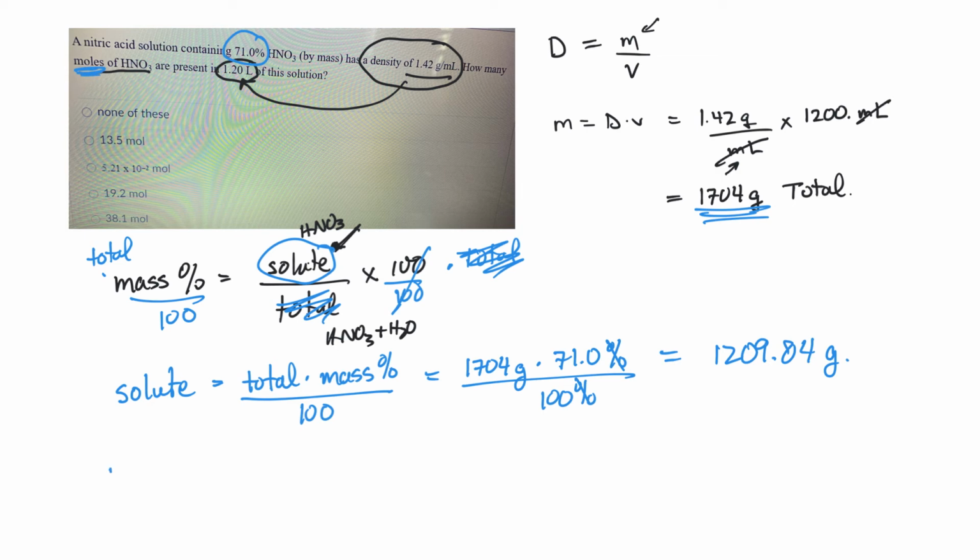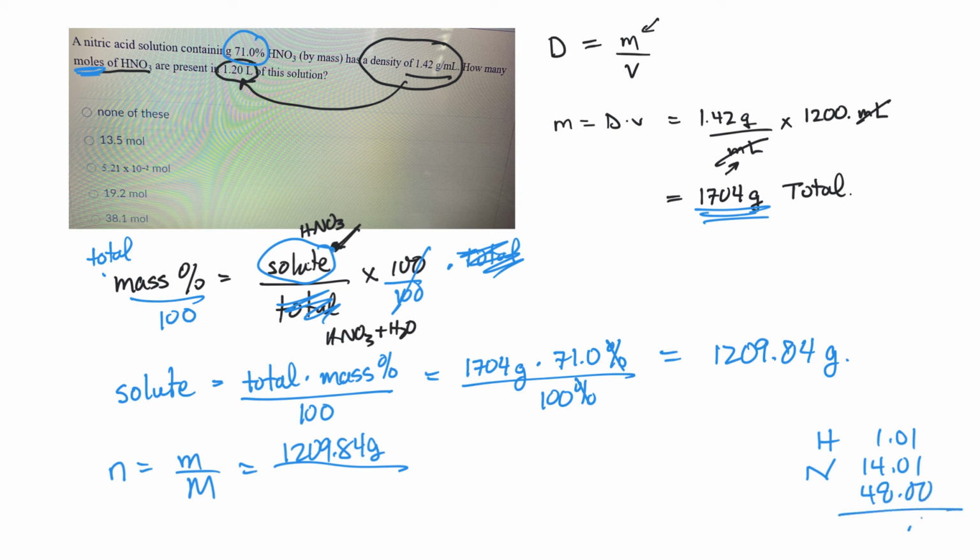So now I'm going to have to use my formula. Moles is equal to mass over molar mass. The mass is 1209.84 grams. Now I have to figure out the molar mass for nitric acid. Let's do that over here on the side. So one hydrogen is worth 1.01. Nitrogen is worth 14.01. And 3 oxygens, they're worth 48. Okay, so I add that up. 63.02. So 63.02 grams per mole. So the grams cancel.